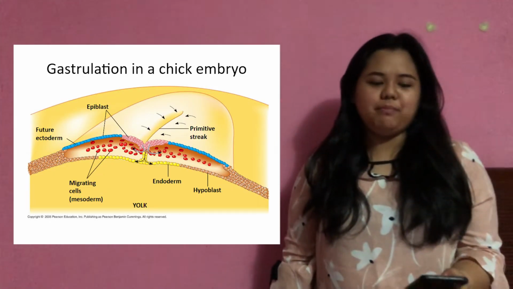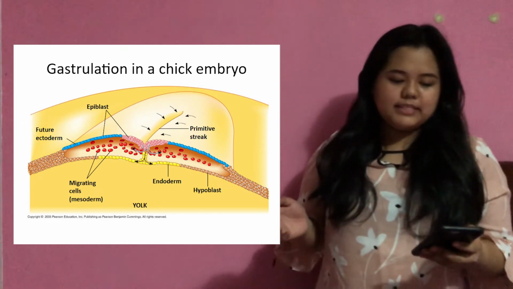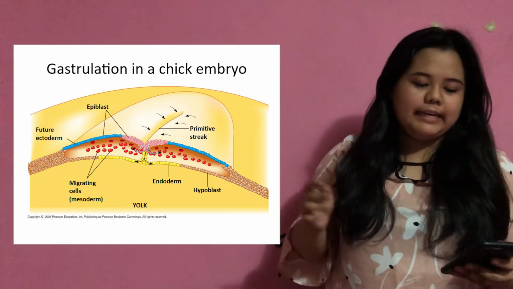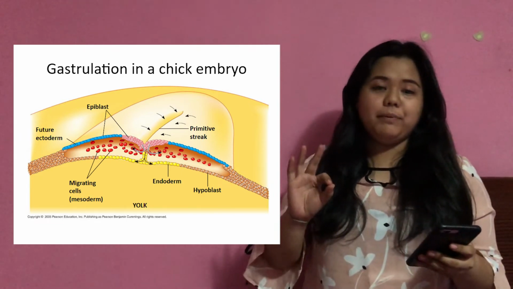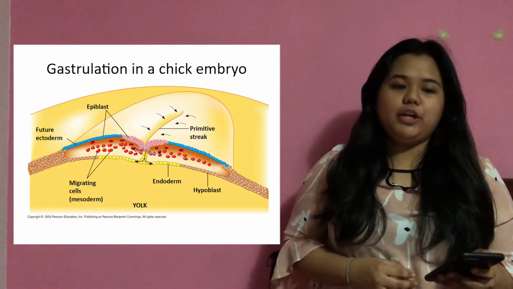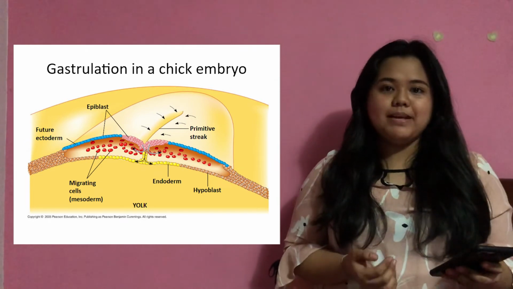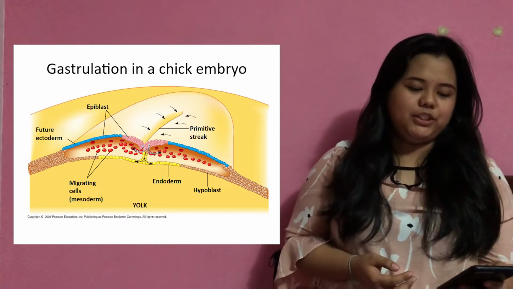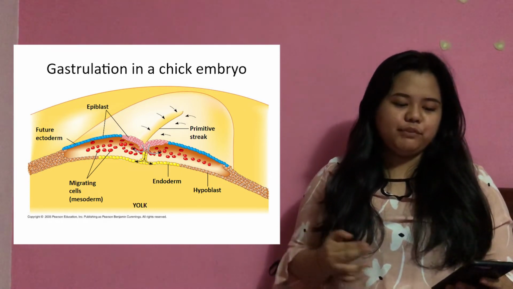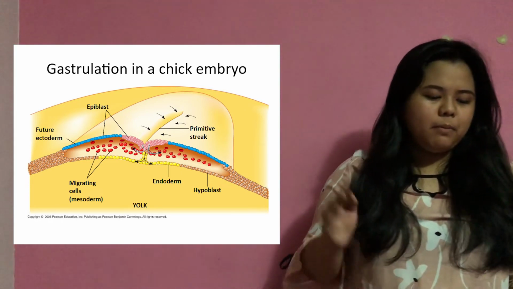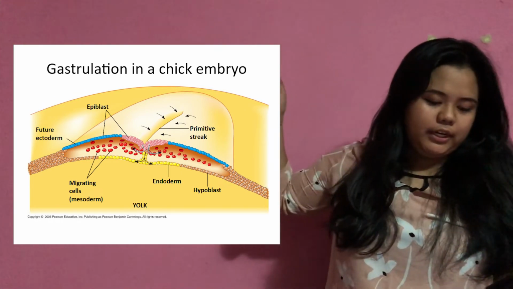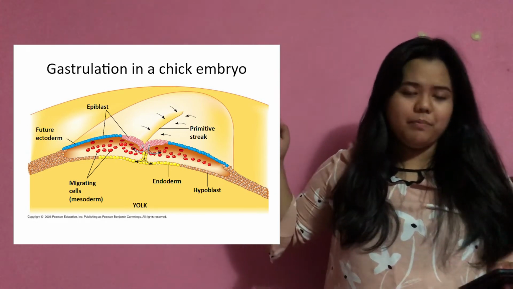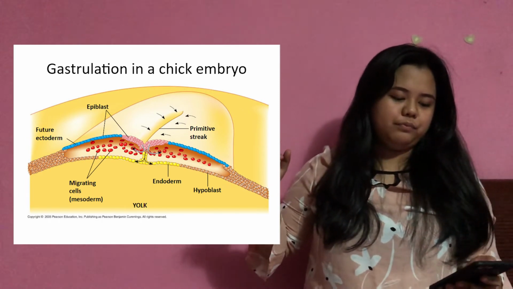Gastrulation in a chick embryo. By the end of the 2nd week, the epiblast and hypoblast are formed. This establishes the 3 embryonic germ layers, which are the ectoderm, mesoderm, and endoderm, in the process of gastrulation. 15 days after fertilization, a thick structure forms in the middle of the epiblast, which is the primitive streak. The primitive groove runs through it.